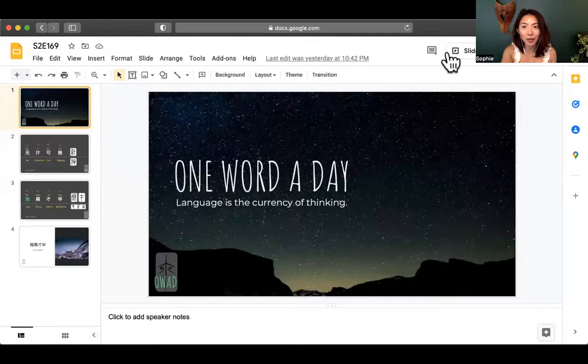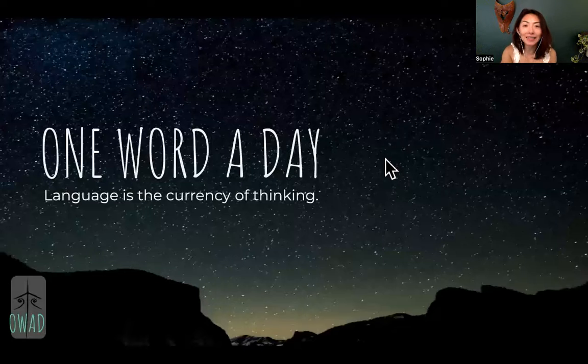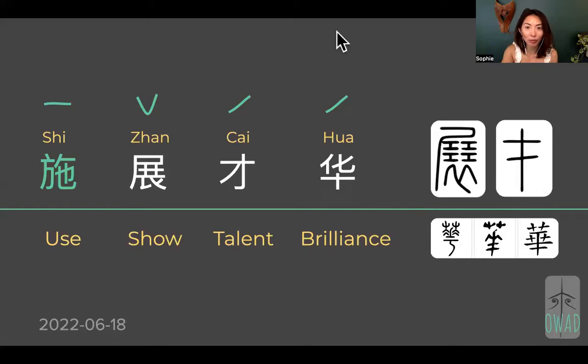We are going to continue on our journey of learning just one more Chinese expression a day. And actually, by one Chinese expression, normally it's 4 characters.